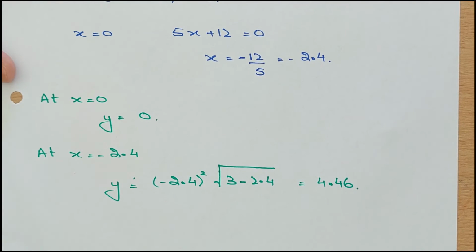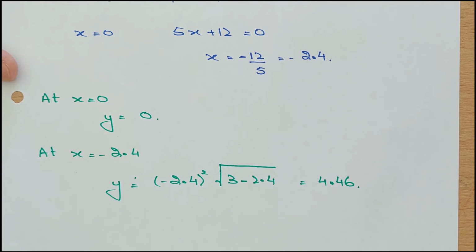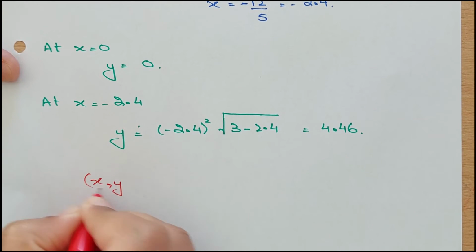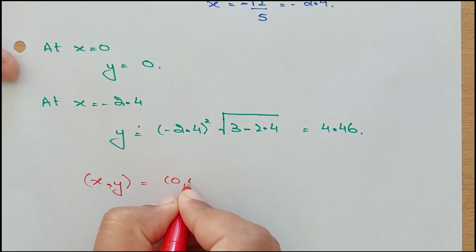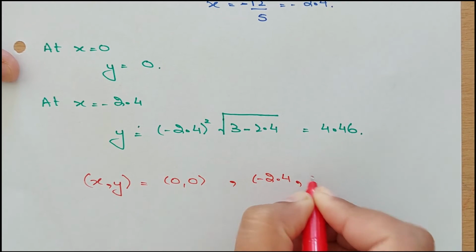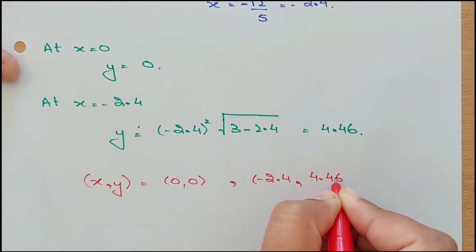Right, now let me find the coordinates of the stationary points. The coordinates of the stationary points are, as xy coordinates, the first is (0, 0) and the other is minus 2.4 as the x and 4.46 as the y.